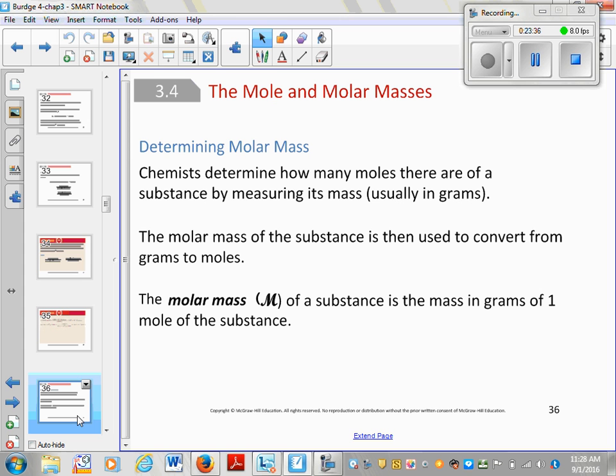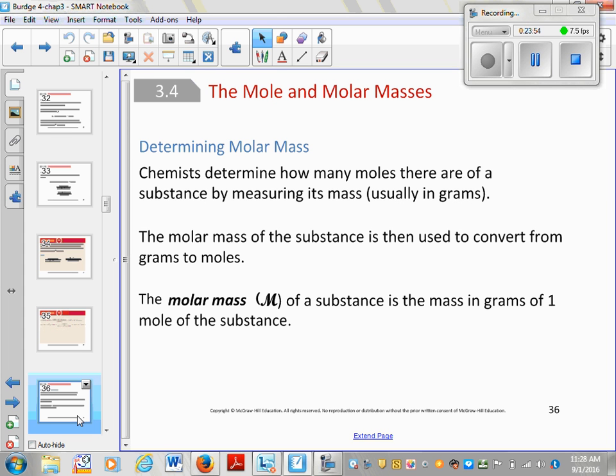So we're going to talk about molar masses because it's on the stoichiometry. What the heck's a molar mass? How can we do it? You didn't tell me what it was. The molar mass, and it's that fancy M there, of a substance is the mass in grams of 1 mole of a substance.